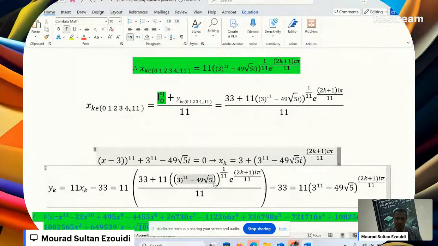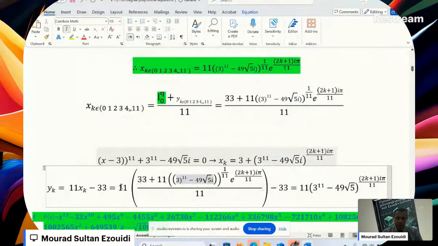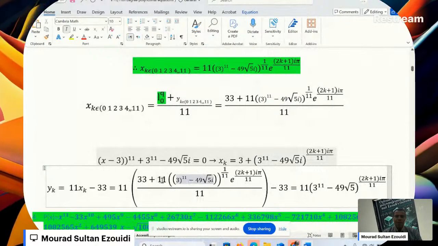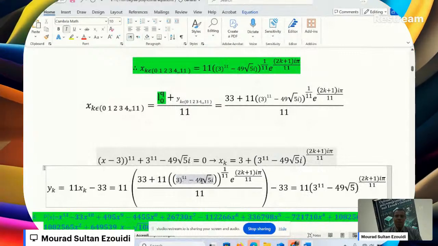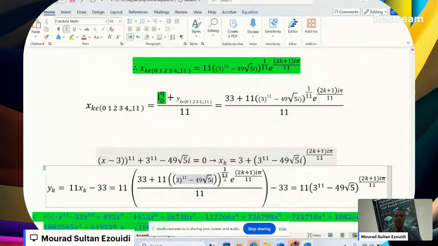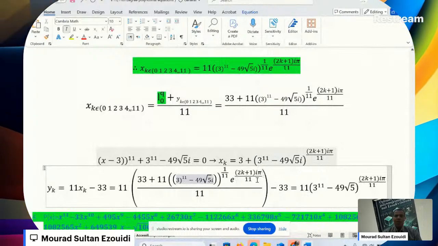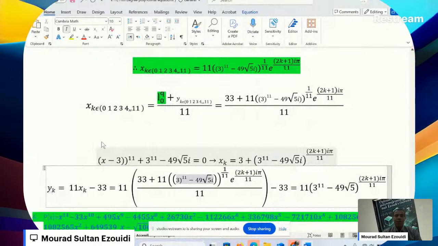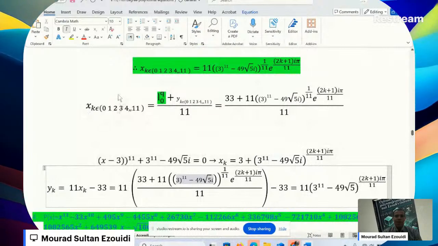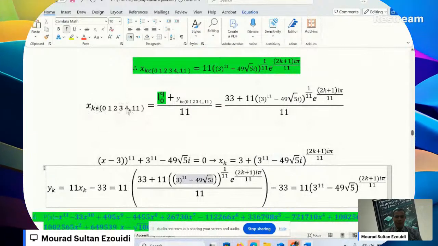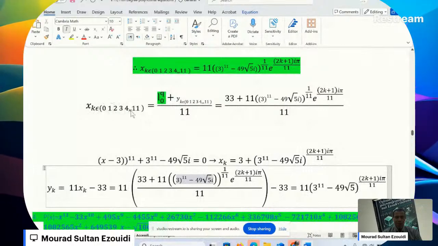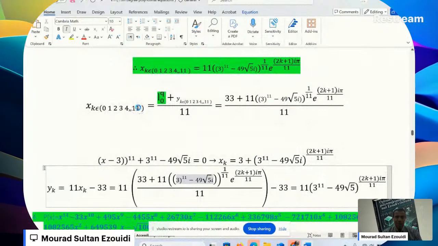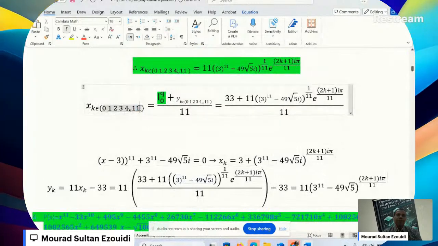Okay, you can see 33 divided by 11 plus 33 minus 33 is 0. It remains only 11 times 3 raised to the power 11 minus 49 root of 5i, all raised to the power 1 over 11, exponential 2k plus 1 i pi over 11. These are the x roots of this new 11 degree differential equation. But this one, it's called what? It's called, my kids, the roots of my original 11 degree equation, of course, from 0 to 10.